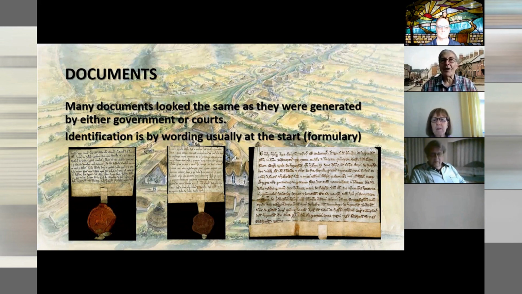Because if you get a bundle of legal documents from a manor, they're all going to be together. So you've got to determine whether you're looking at a deed, whether you're looking at a will, whether you're looking at a quitclaim or whatever. And that depends upon the first half dozen words of the document.